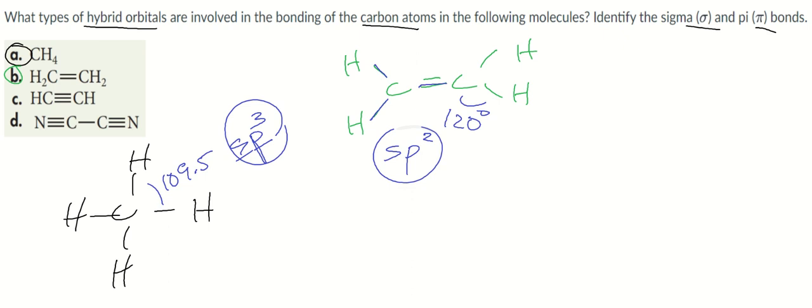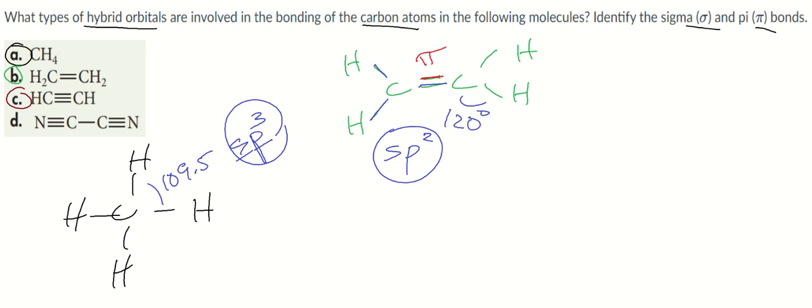All right, so it's going to be sp2 hybridized for both of these carbons, and then this is our pi bond there. That's going to be from the side-to-side overlap of the p orbitals that are not hybridized. So all the rest of the bonds are sigma bonds, by the way. So, all right, let's do C.